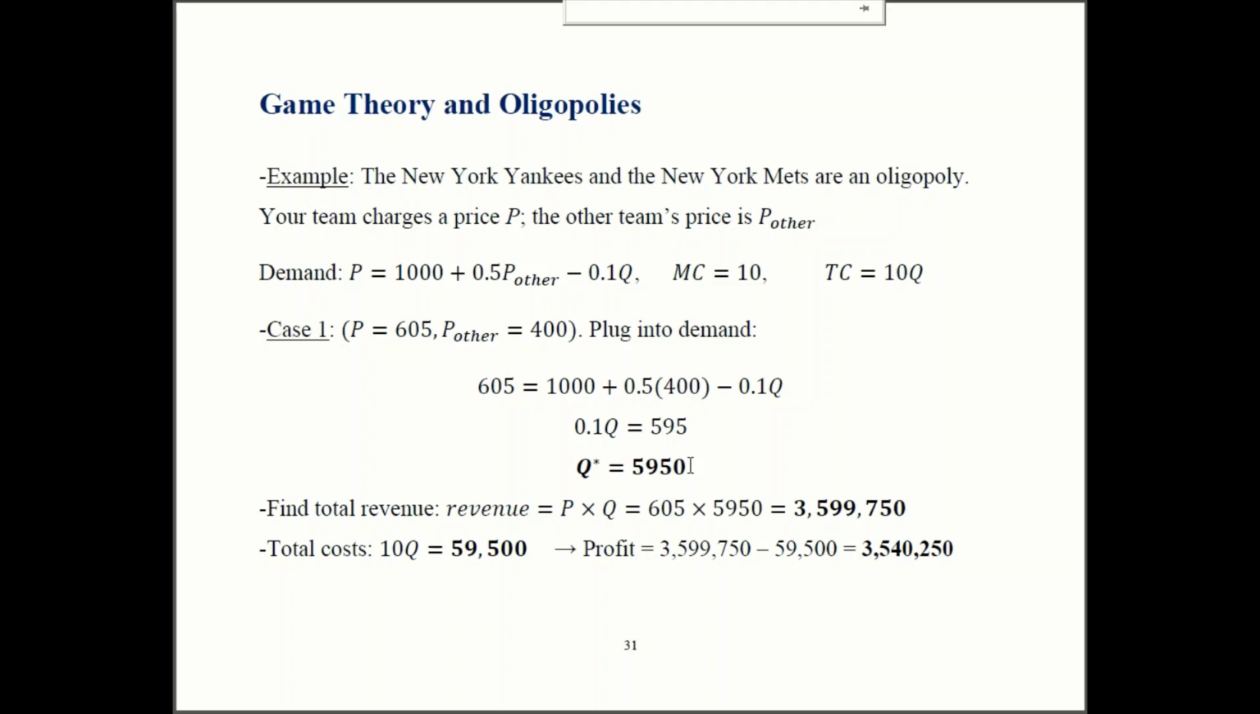Let's calculate total revenue. Multiply that quantity of 5950 by the price 605. That comes out to about 3.6 million. To find profit, you gotta subtract off total costs. Total costs are, we said, 10 times Q. So if Q is 5950, then total costs are going to be 59,500. So that comes out to, looks like 3.54 million. So that's case 1. That's what happens when we charge 605 and they charge a price of 400.